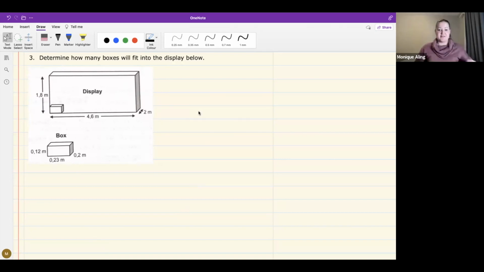Sheesh, Kazima, that was amazingly quick. Just want to go through all of these quickly. Some points to check: are you comparing length with length? So the longest side of the display, the 4,6, divided by the 0,23, length versus length.